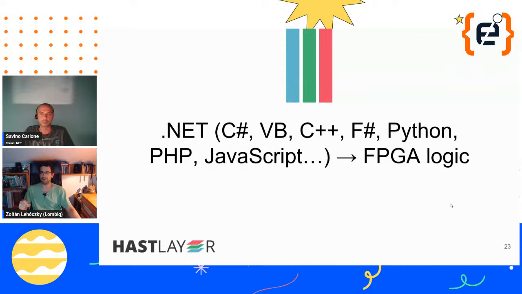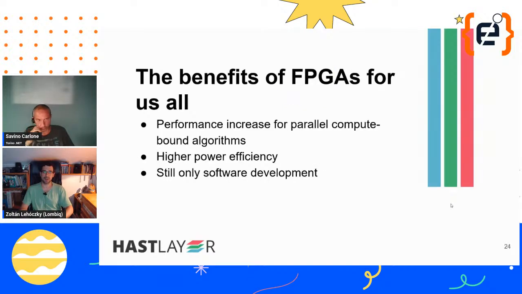And actually .NET, so not C# code, but .NET, because what Hastlayer processes are the .NET DLLs, the .NET intermediate language assemblies. Because of that, at least in theory, any .NET compatible language can be used, including Visual Basic, C++, or even functional languages like F#, or even scripting languages like Python. So to summarize, what we are aiming for here is having all the computing benefits of FPGAs for all of us software developers.